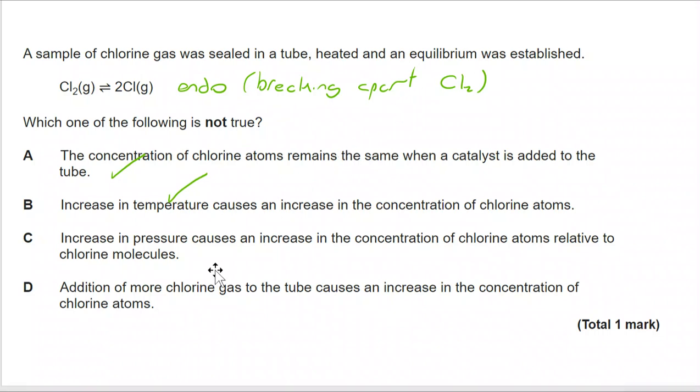An increase in pressure causes an increase in the concentration of chlorine atoms. Well, increasing pressure favours the reaction that leads to a reduction in the number of moles, so that would actually favour the backward reaction. And that means the correct answer is C. And therefore D is also correct.